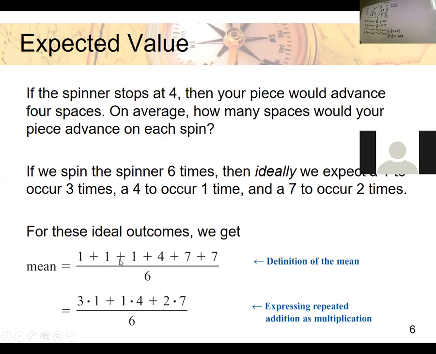Notice that the 1 occurs 3 times, so we would expect the 1 to occur 3 times. So that's 1 plus 1 plus 1. The 4 occurs 1 time, so that's why you only see 1 four. And the 7 occurs 2 times, that's 7 plus 7. Now, on the next line, you'll see that it's expressed as repeated multiplication. 1 occurs 3 times, so that's 3 times 1. The 4 occurs only 1 time, that's 1 times 4. And then the 7 occurs twice, that's 2 times 7. And this is all divided by 6 because we spin the spinner 6 times.